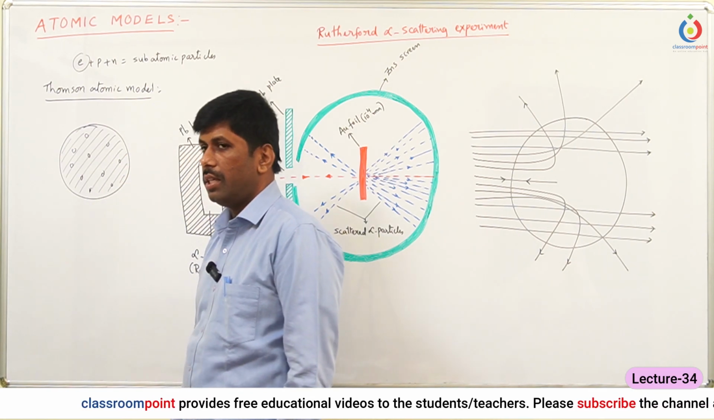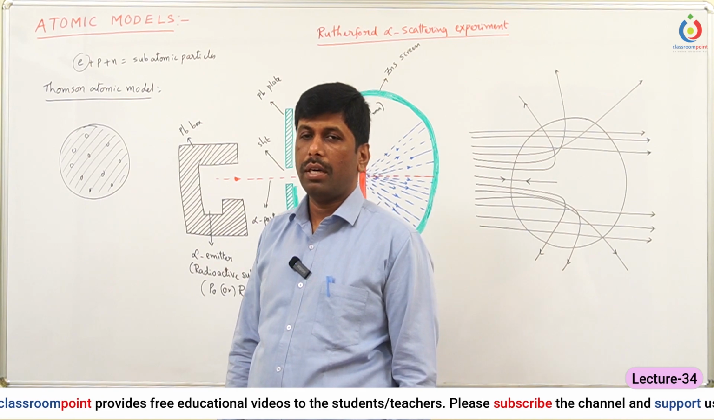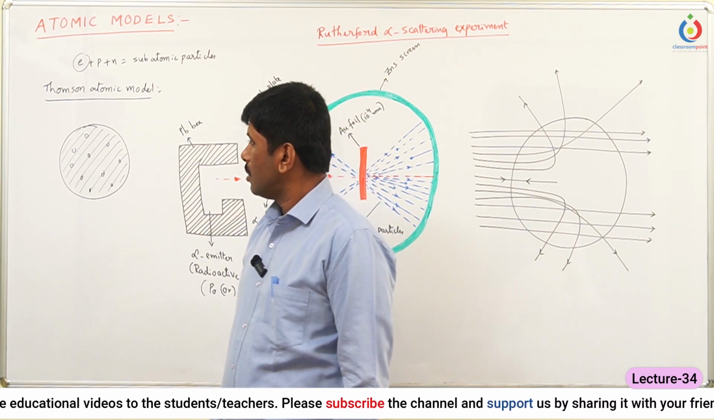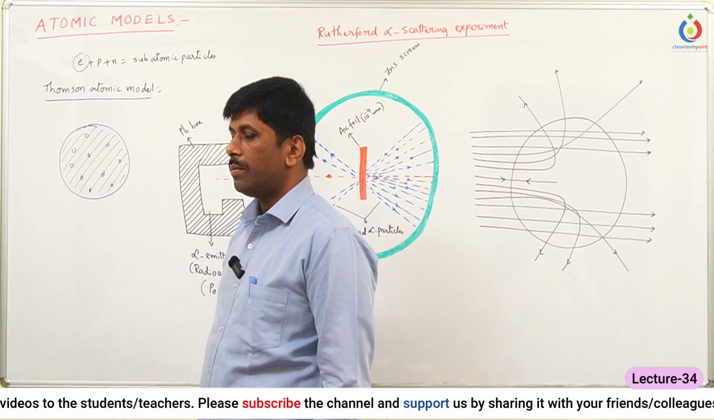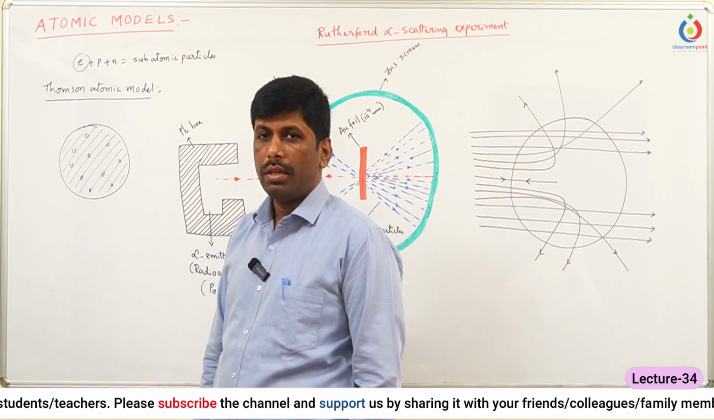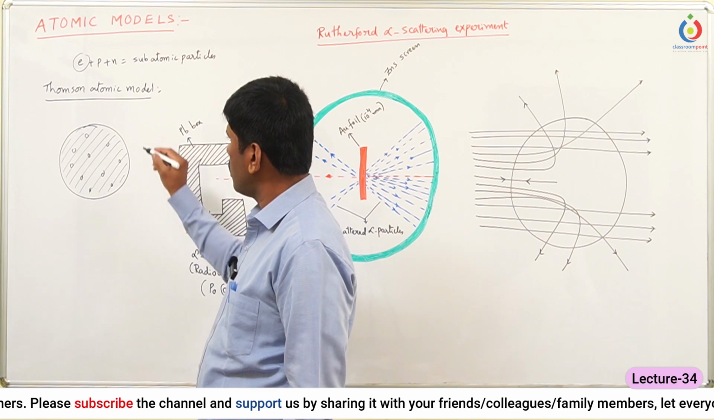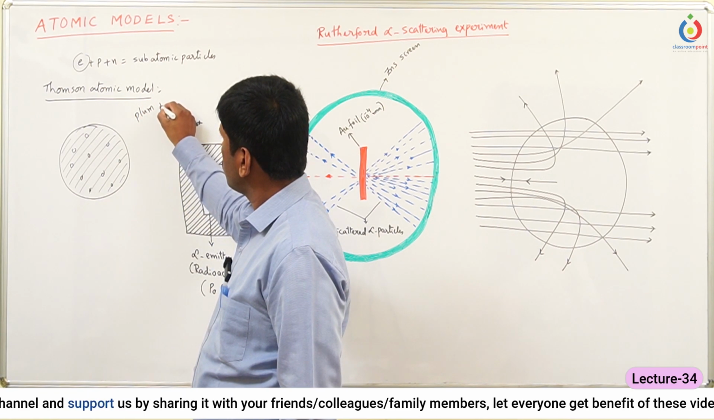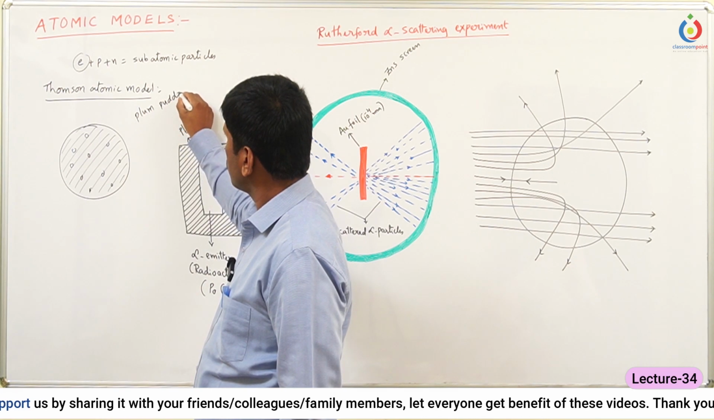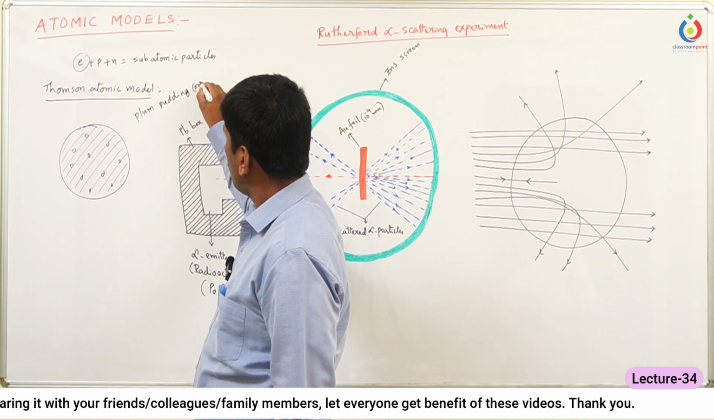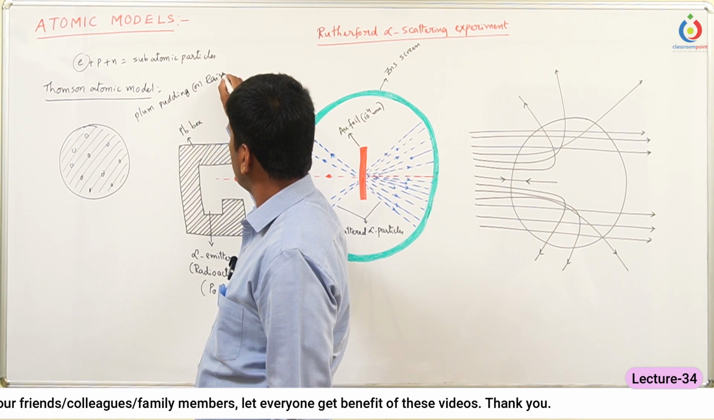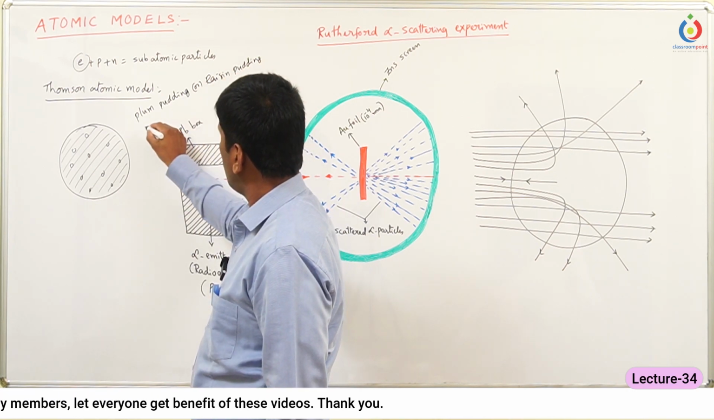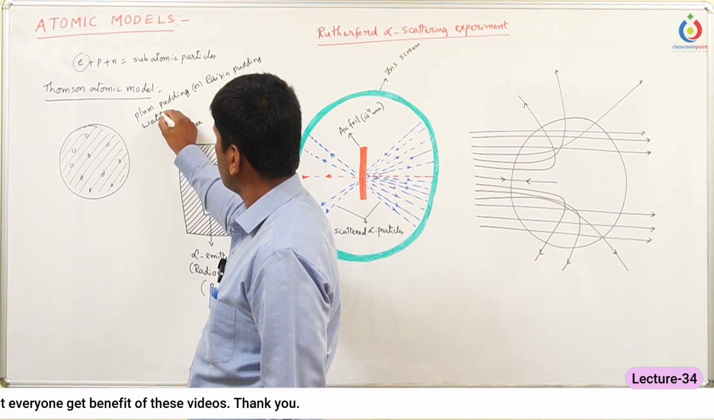Just like the seeds of the watermelon are embedded in the red part of the watermelon, the model resembles a watermelon. Hence, it is also known as the plum pudding model, or raisin pudding model, or else the watermelon model.